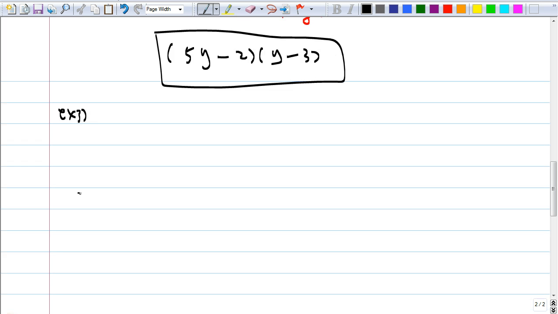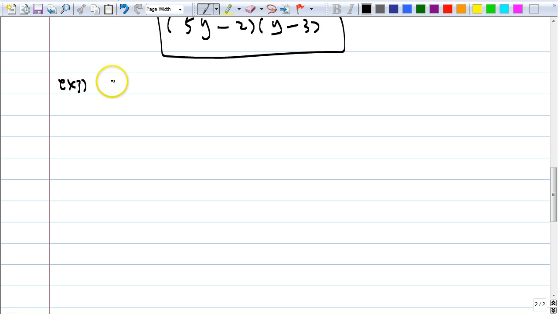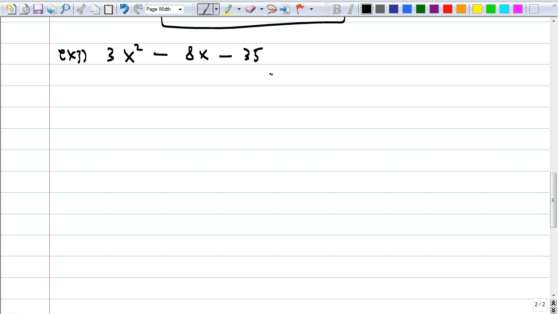I think you could do this yourself this time. Why don't you try this yourself? 3x squared minus 8x minus 35. Let me give you some time to try on your own. Go ahead, everybody. Try this.